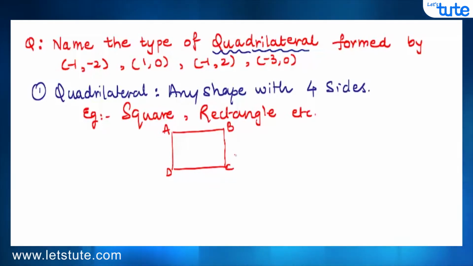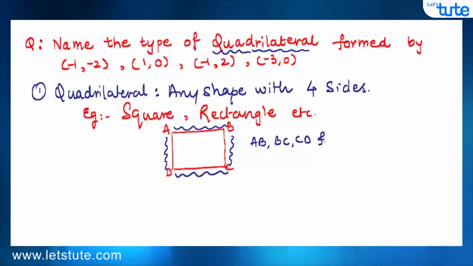What do I mean by that? For finding the type of quadrilateral, there are many other methods in higher level mathematics. But here, since we are solving these questions based only on the distance formula, we will find the lengths of AB, BC, CD and AD. Let me write here AB, BC, CD and AD. These are the sides of the quadrilateral, and also the diagonals AC and BD.